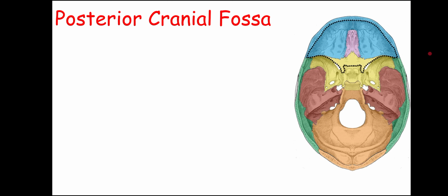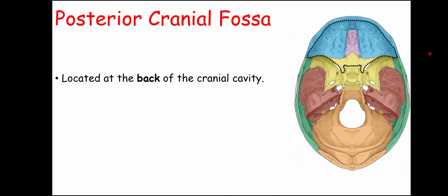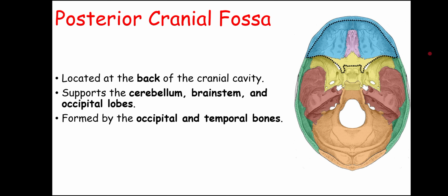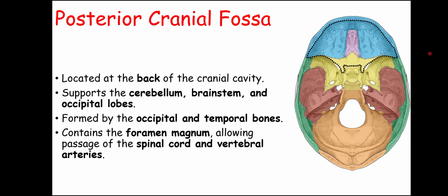Now let's talk about the posterior cranial fossa. It is located at the back of the cranial cavity. It supports the cerebellum and brainstem, and is formed by the occipital and temporal bones. It contains the foramen magnum that allows passage for the spinal cord and vertebral arteries.